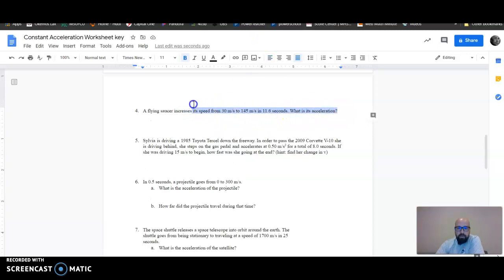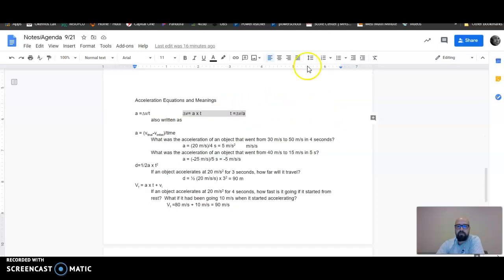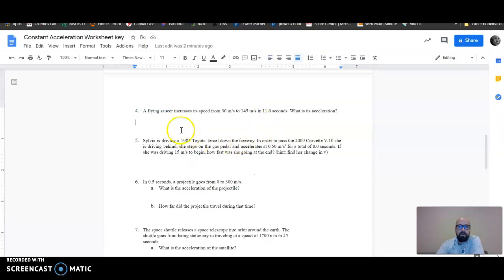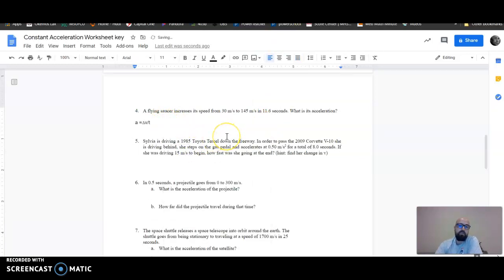So most of the acceleration ones here, we did fine with. The ones about how far, we struggled with. So when I'm asking for acceleration, in this case I go from 30 to 145 in 11.6 seconds. So I just want to use this equation here. And so you will plug those numbers in. I'm going to pause it and come back to that in a minute.